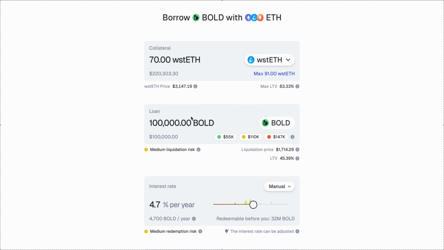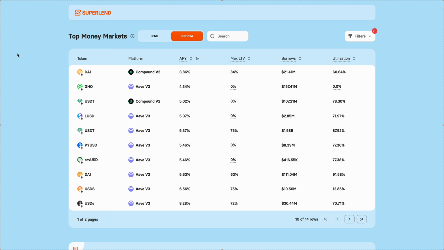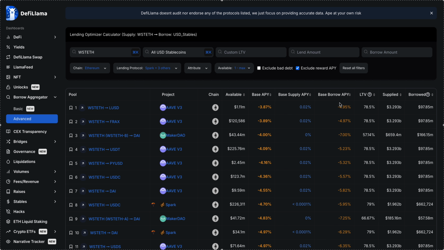The same as with your loan to value. But you can also look at the wider DeFi market, how the rates look there. You can go, for example, to Superland, which gives you stablecoin borrowing on Compound and Aave right now, and you see that most rates are around 5%, but there are a few outliers. DeFi Llama around 5% as well.